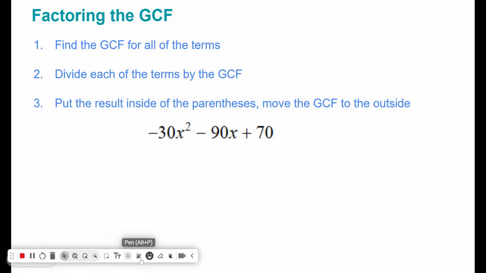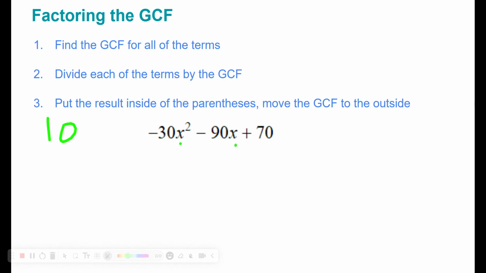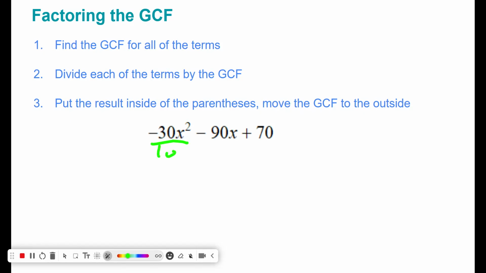All right, what would the greatest common factor be? Well, 30, 90, and 70 all end in 0, so I'm certain I can take a 10 out of there. There's an x here, but no x in the 70, so we are definitely not going to take out an x. So let's see what that would look like if we divide everything by 10.